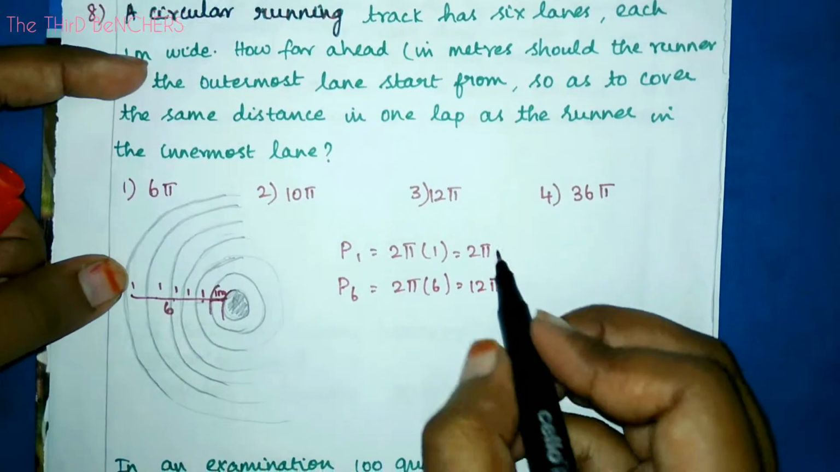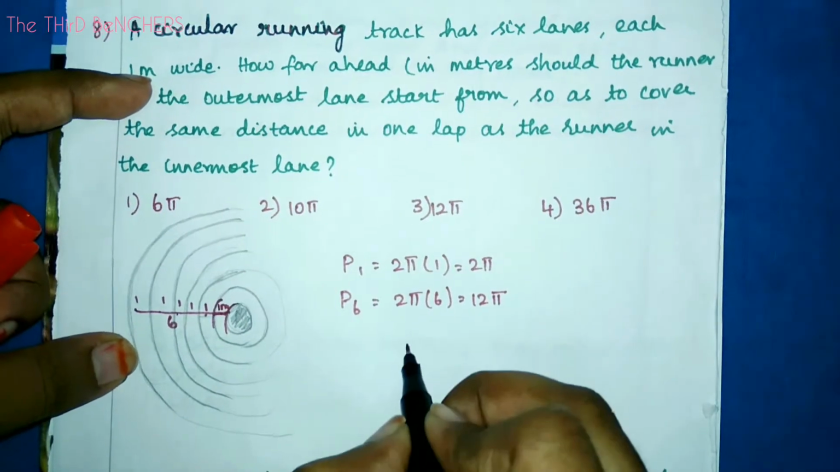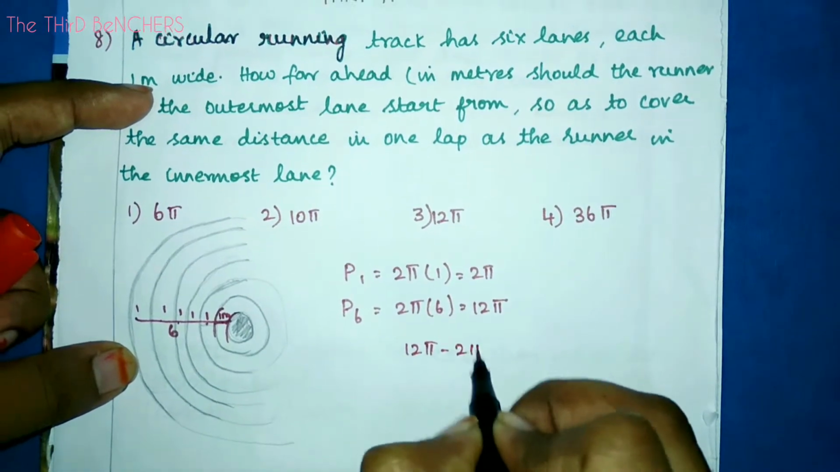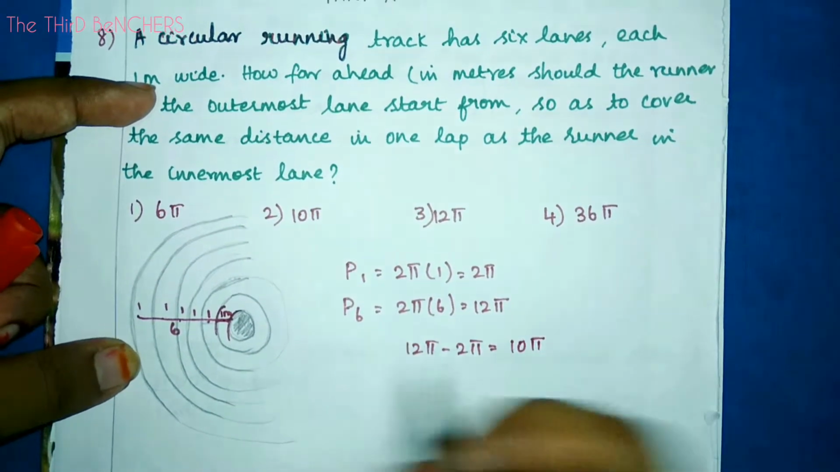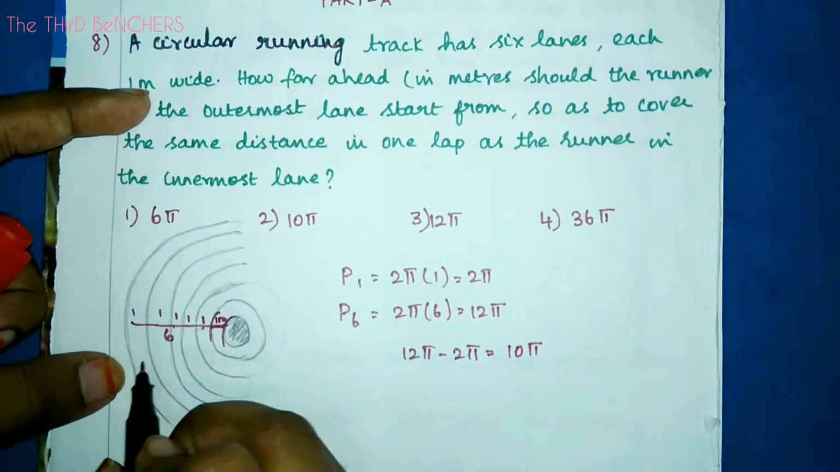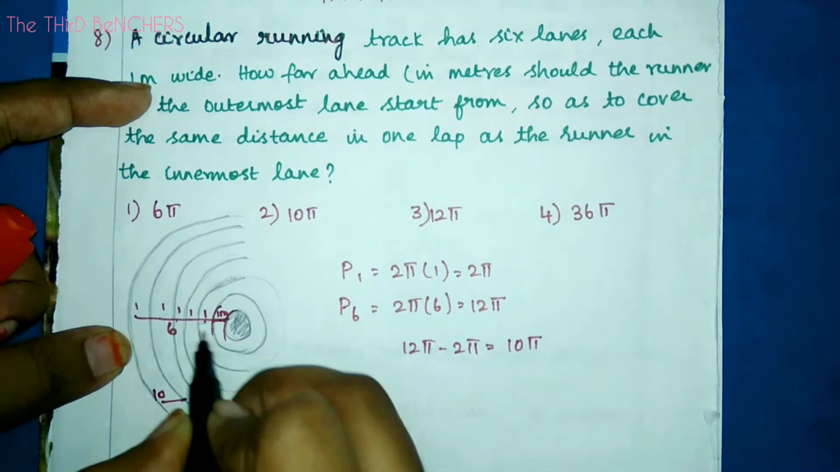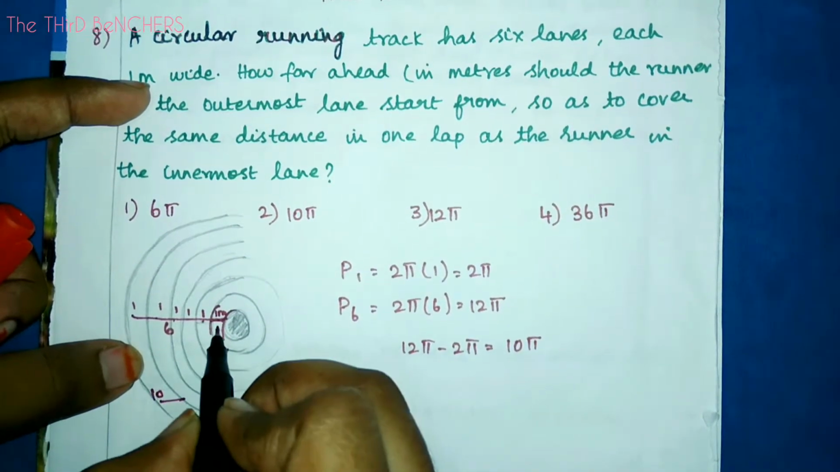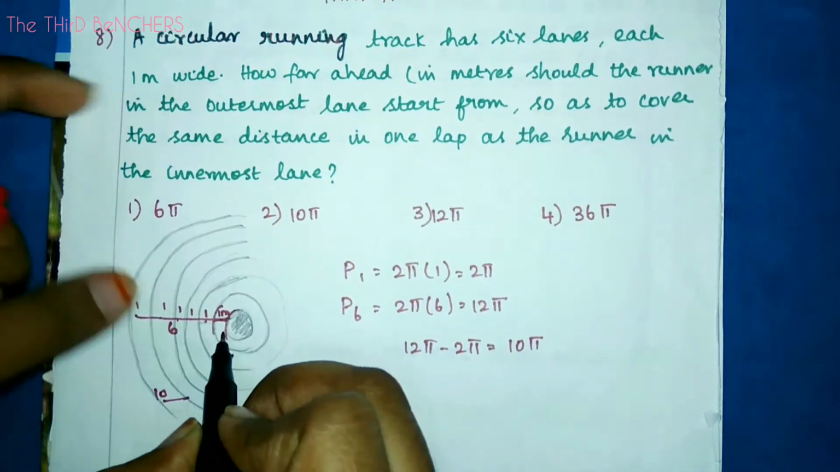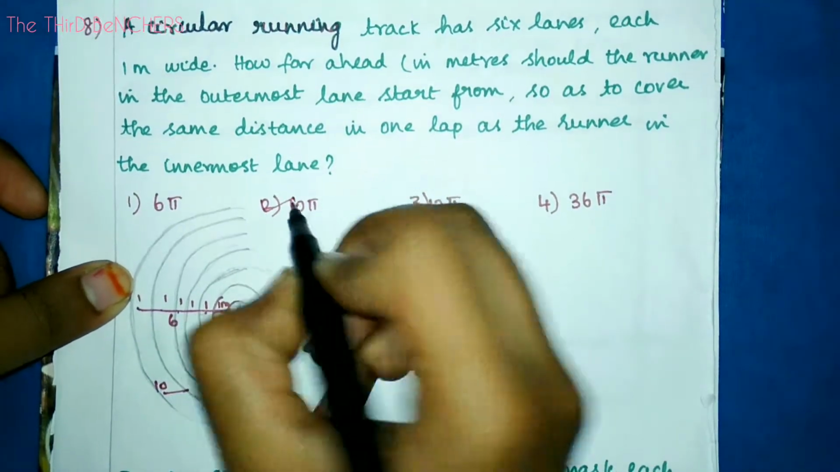So what is the difference between the first and the last? It is 12 pi minus 2 pi, which is equal to 10 pi. So it would be fair only when the person in the sixth lane starts 10 pi distance ahead with respect to the first person's start place. So the option is option number 2.